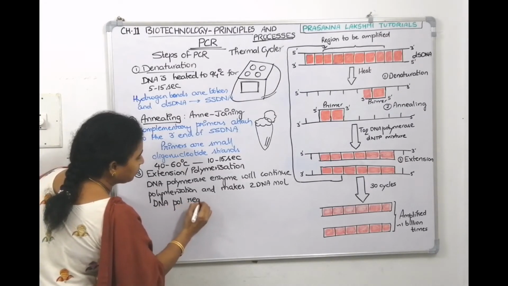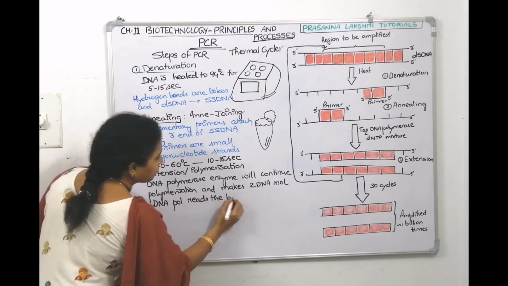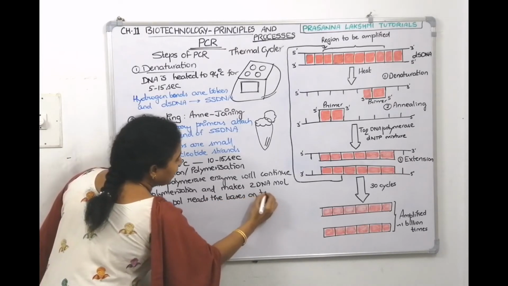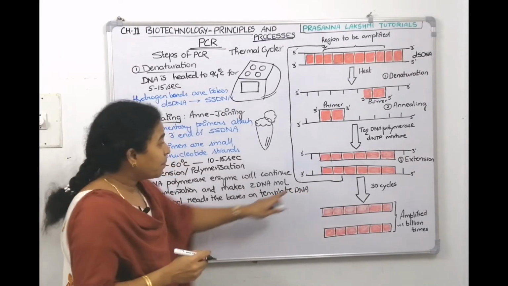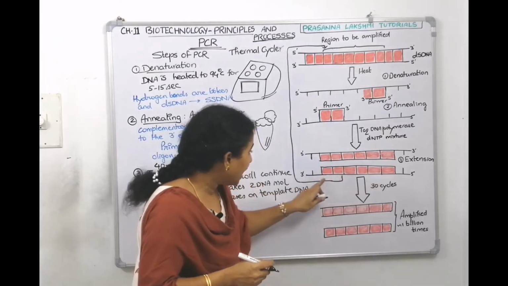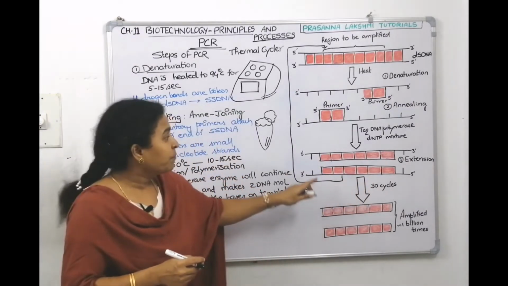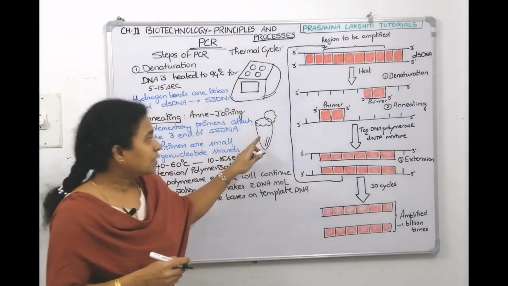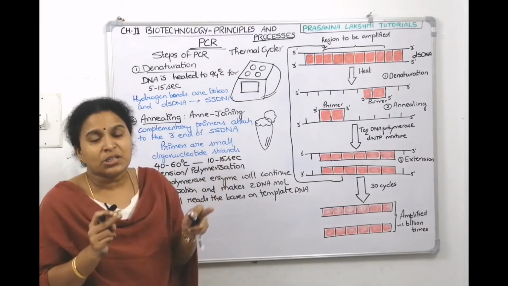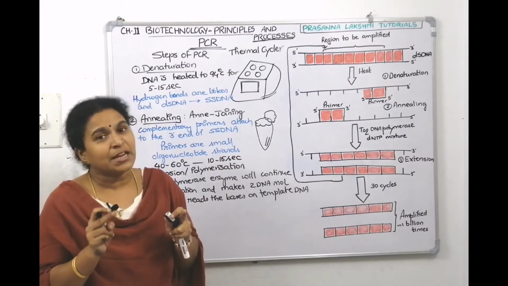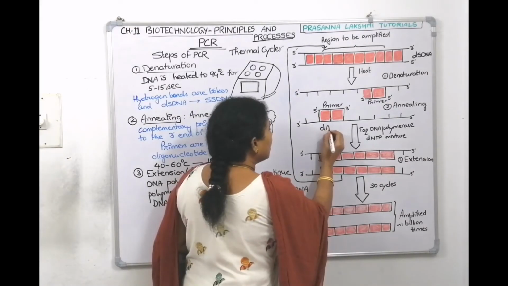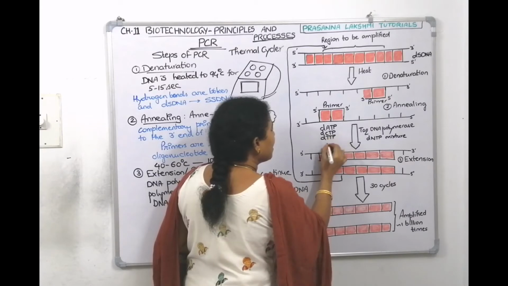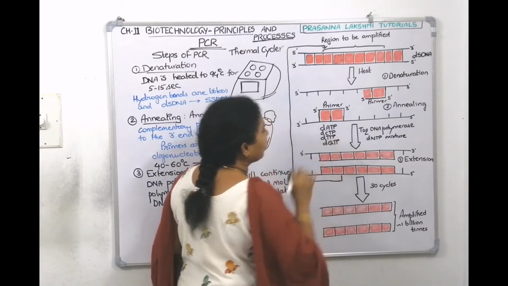DNA polymerase reads the bases on the template DNA. It will read the bases present on the template DNA, A, T, G, C, and from the mixture, in the Eppendorf itself, you have added dNTP mixture. What is dNTP mixture? Deoxynucleoside triphosphate mixture. It means deoxy ATP, deoxy CTP, deoxy TTP, deoxy GTP mixture you have provided.